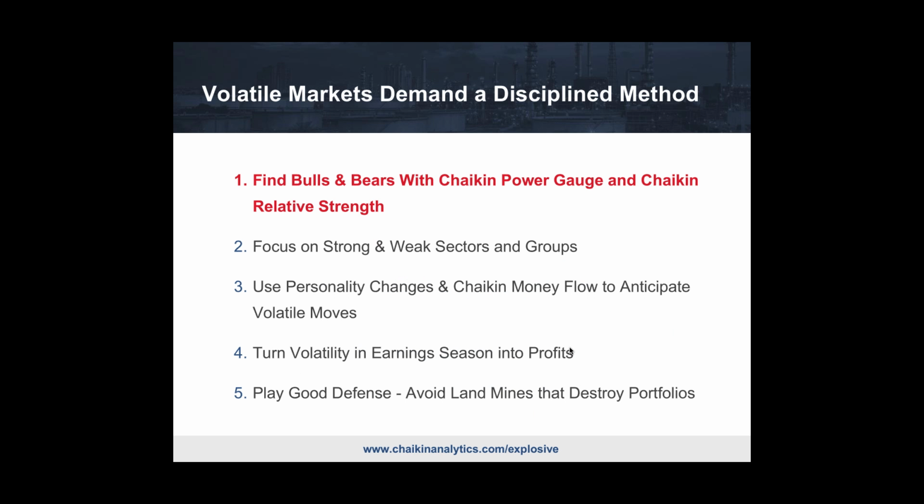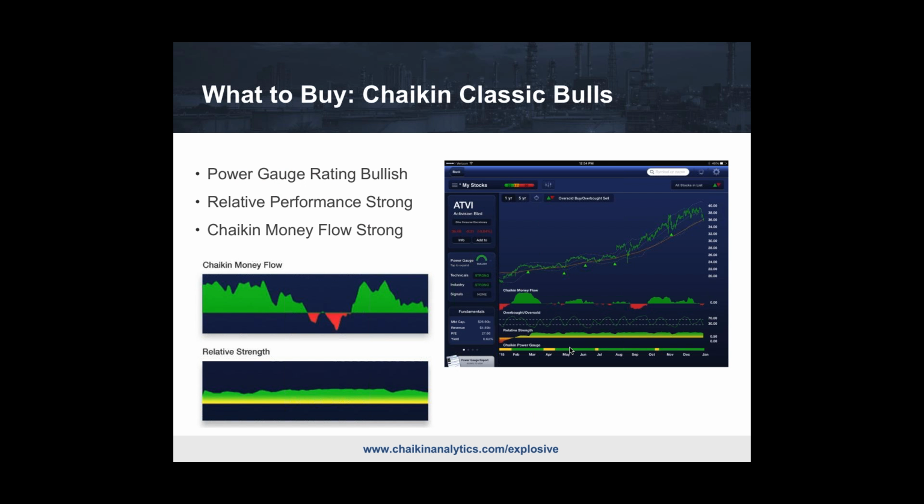So volatile markets demand a disciplined method. And we're going to show you a 5-step method to take advantage of the Chaikin indicators to help you make money in volatile times. First one is to find bulls and bears with Chaikin power gauge rating and Chaikin relative strength. We call that combination the dynamic duo. And it leads to what we call classic Chaikin bulls.